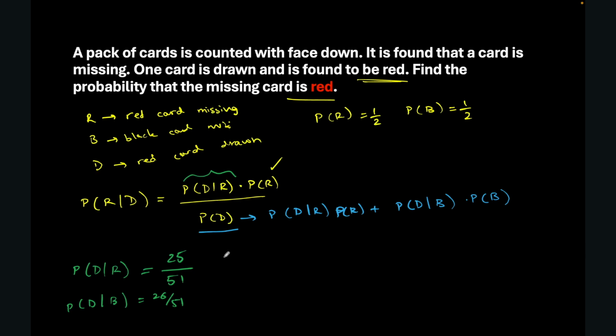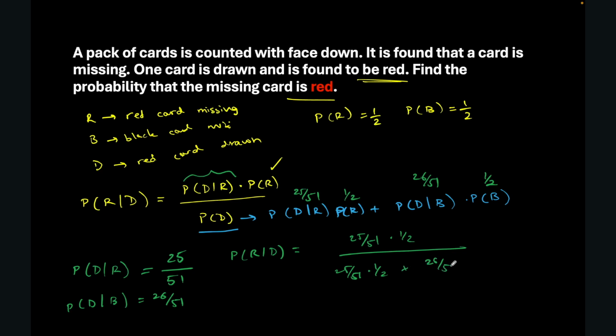So now that we have all the information in place, we can just sub it in, right? Probability of red card being missing given that a red card is drawn, and we can just plug in all the information that we have. Well, this is a half, this is a half, this is 26 by 51, this is 25 by 51, and this part D given R is the same as the one on top, so I'm going to write 25 by 51 times a half, over 25 by 51 times a half, plus 26 by 51 times a half.